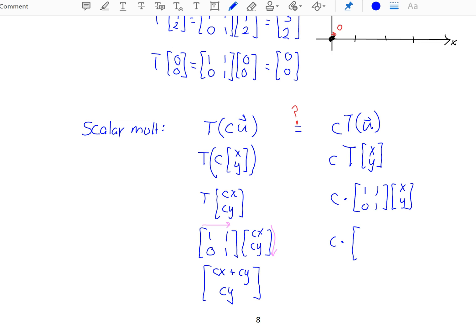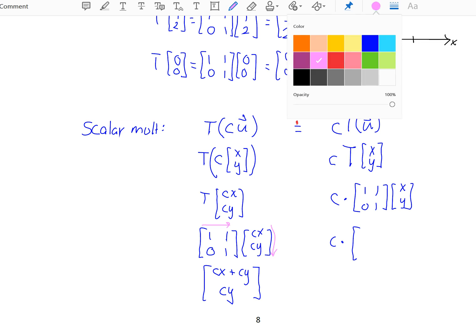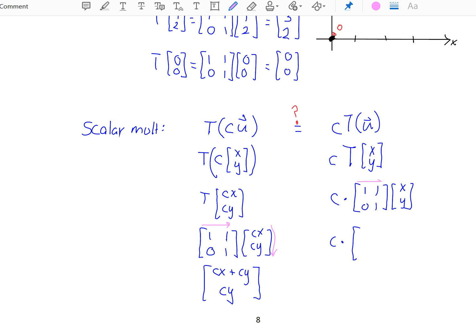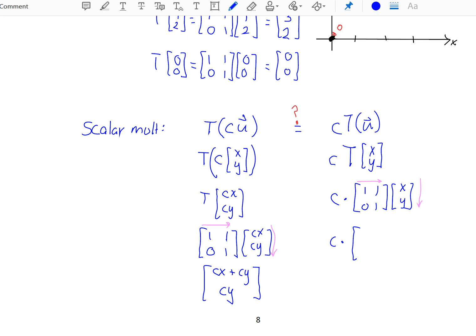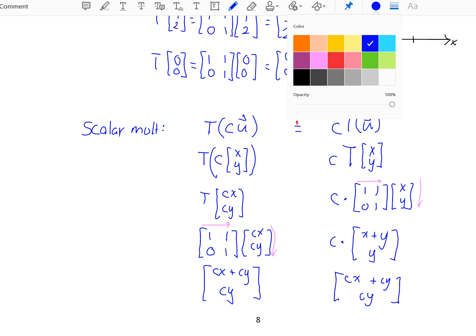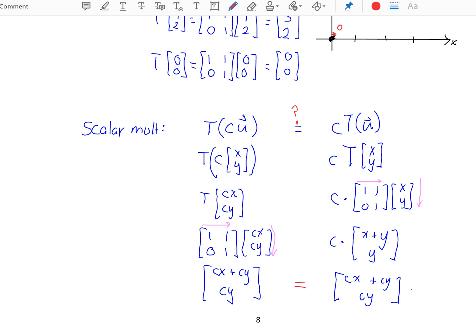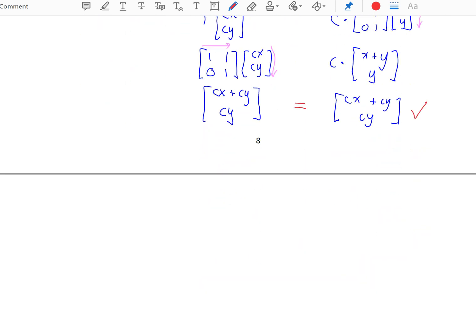Now again, when you do this matrix multiplication, we're looking at what happens when you multiply the row that you're working on times the column and adding up those products as you go. I think we'll get as our first component x plus y. Our second component will just be y. And if we distribute our scalar, we'll get cx plus cy and cy. Notice that these are the same, so that we can say T does preserve scalar multiplication. We still need to work on vector addition.